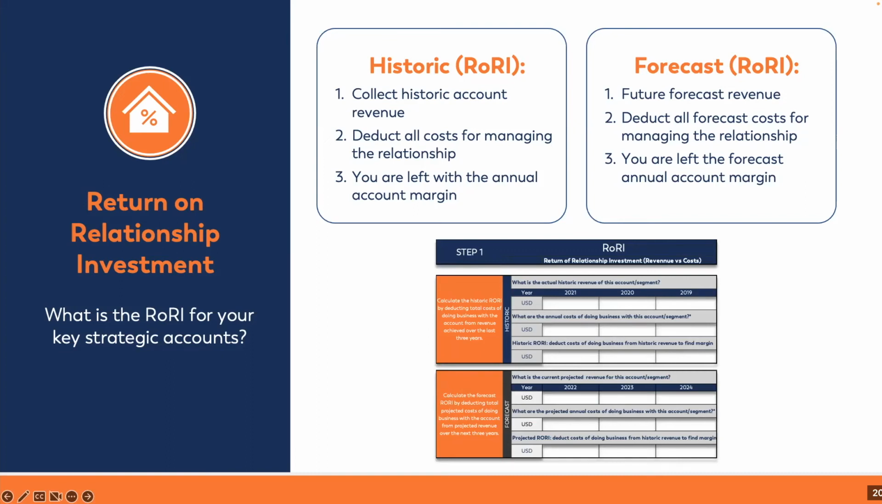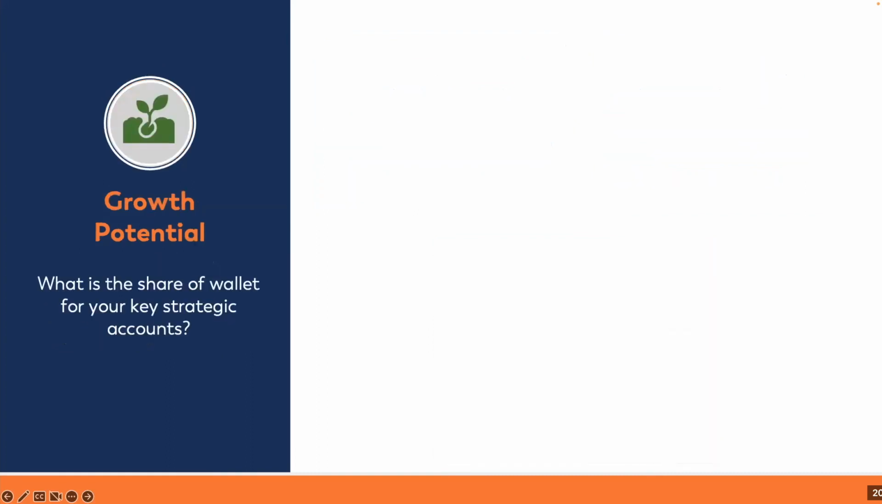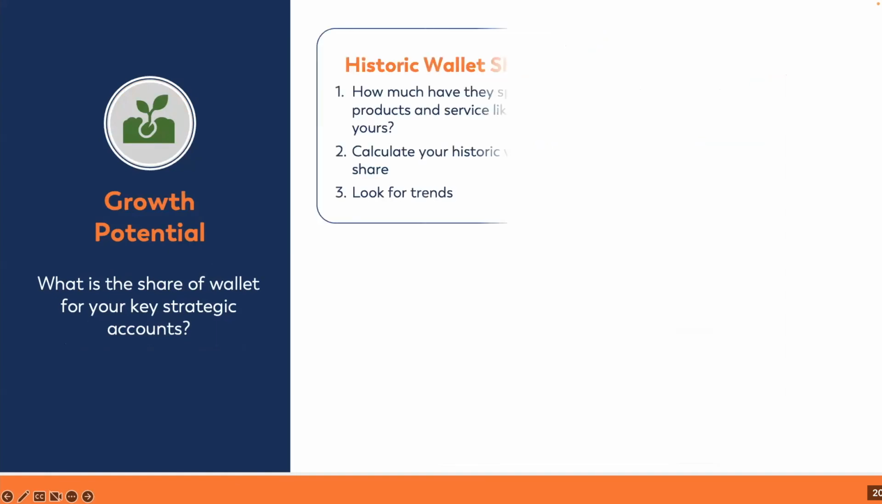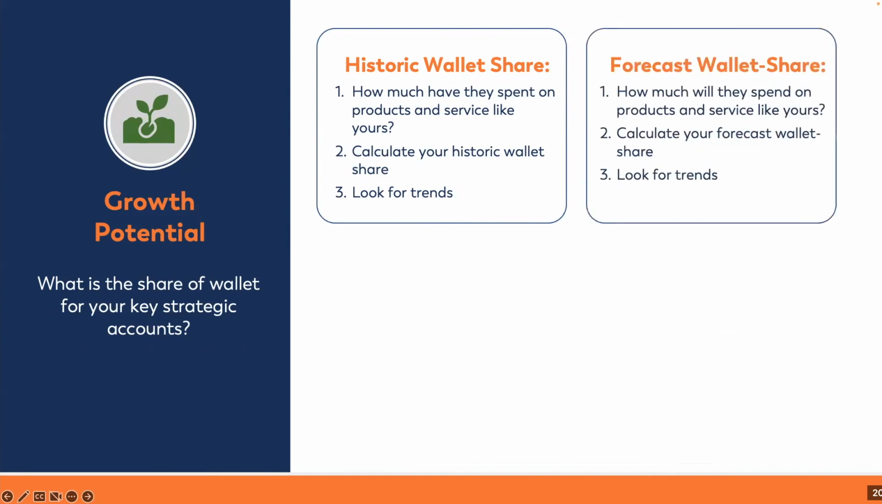Now, the second metric that we want you to look at then is growth potential. And this is basically a measurement of share of wallet. So what's the historic share of wallet, which is basically how much they spend on products and services like yours, how much they're spending in total, how much they spend on yours with you, and then try and identify trends either historic or going forward.